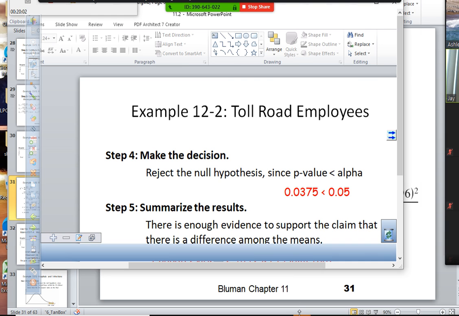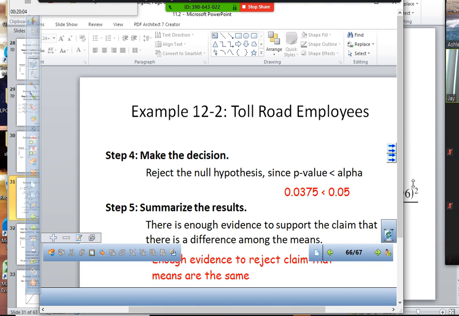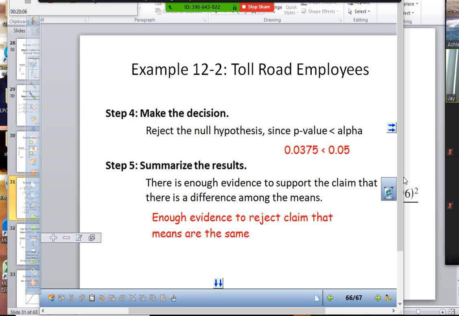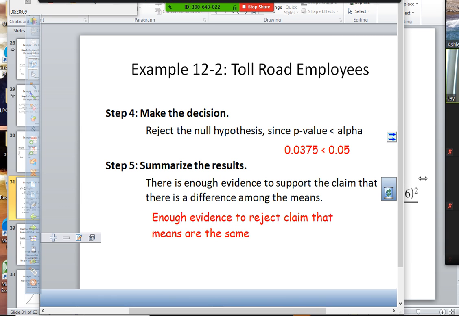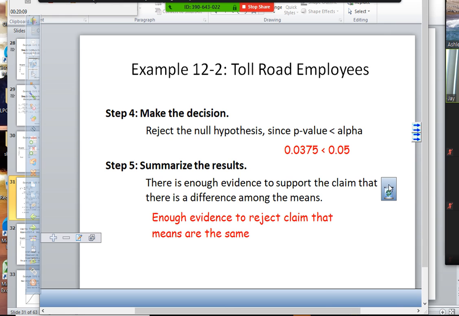So we don't have to write the F factor values, only the p-value? Right. You only need the p-value. You can write the F value if you want it, but you don't have to. So then you make your decision. You're going to reject the null hypothesis.